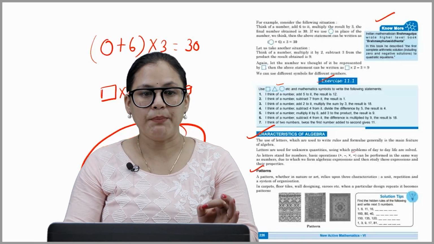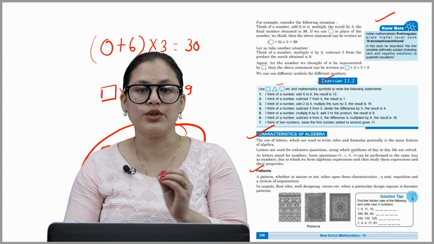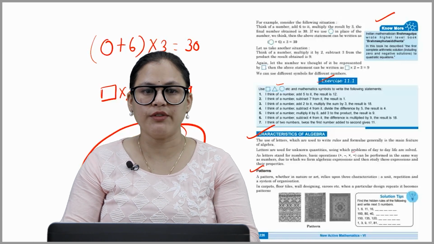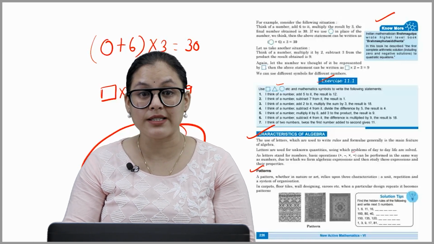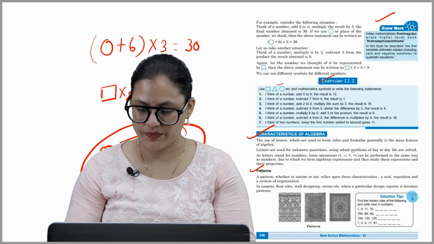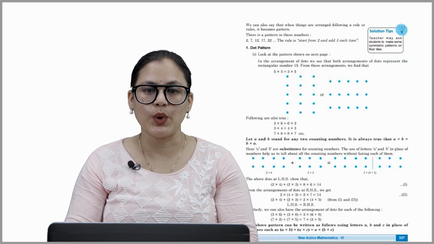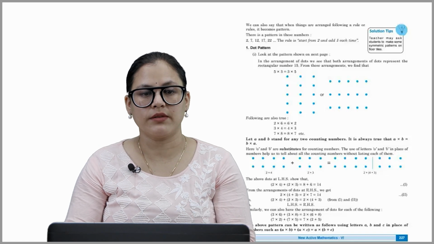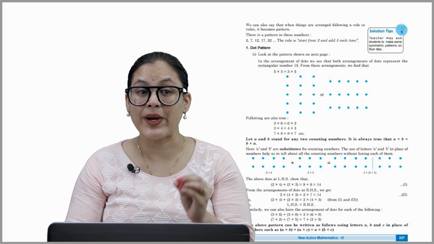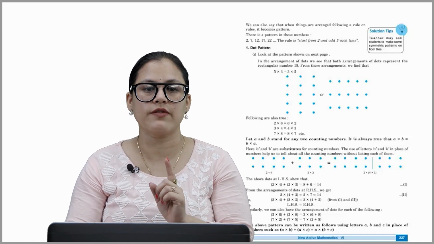Patterns. A pattern, whether in nature or art, relies upon 3 characteristics: a unit, repetition, and a system of organization. In carpets, floor tiles, wall designing, saris, etc., when a particular design repeats, it becomes a pattern, right? We can also say that when things are arranged following a rule or rules, it becomes a pattern. There is a pattern in these numbers: 2, 7, 12, 17, 22, and so on. The rule is start from 2 and add 5 each time.